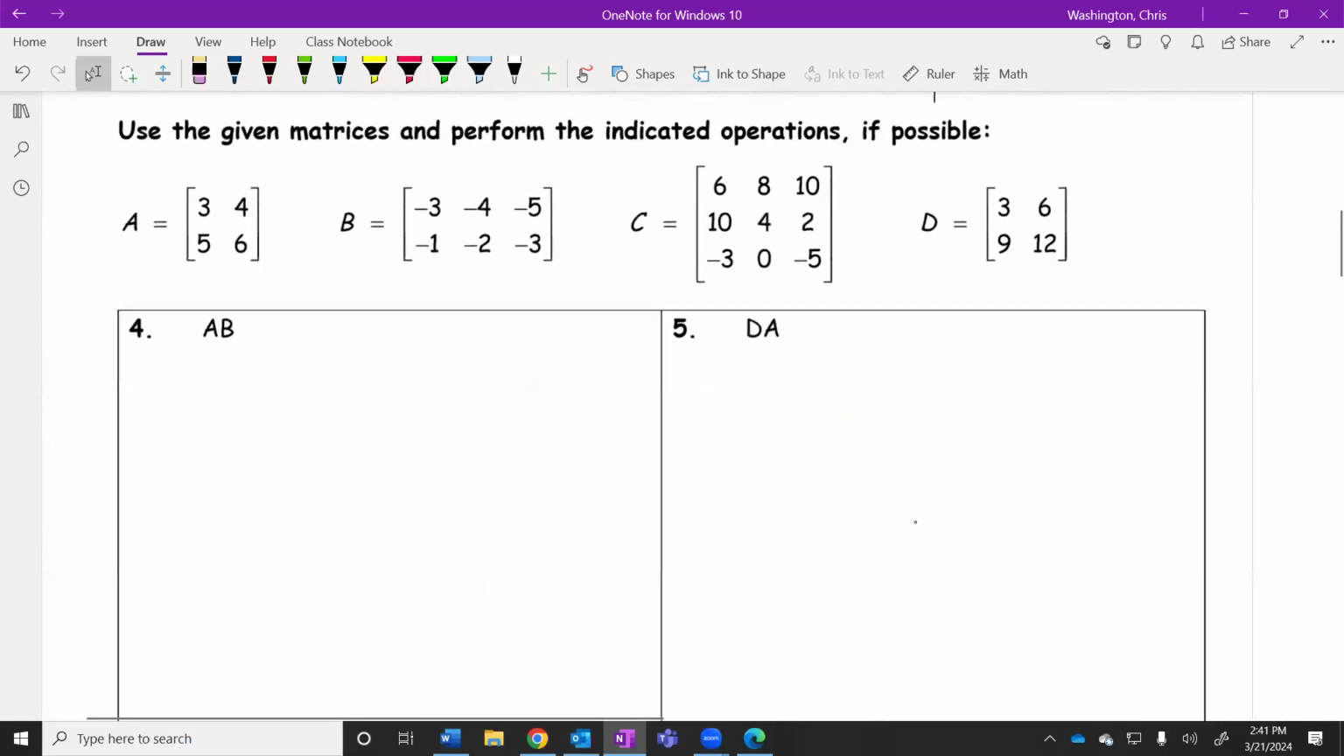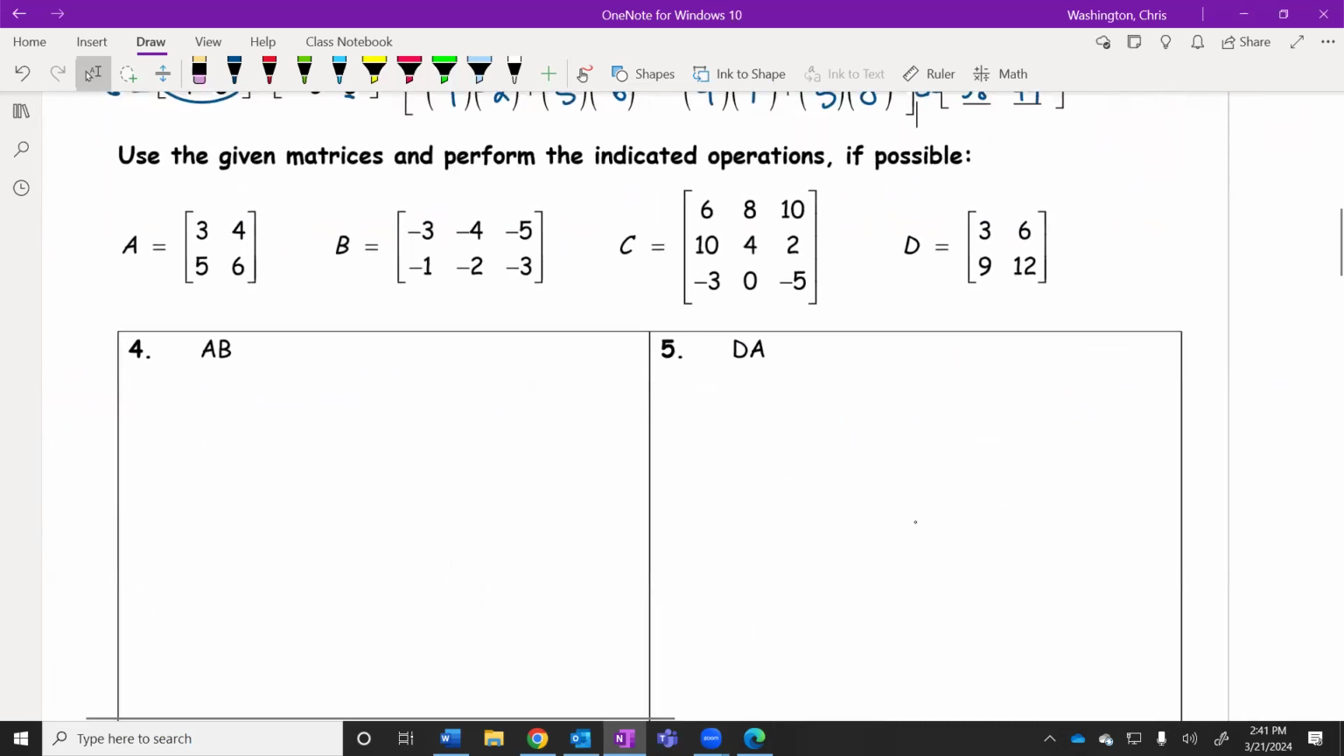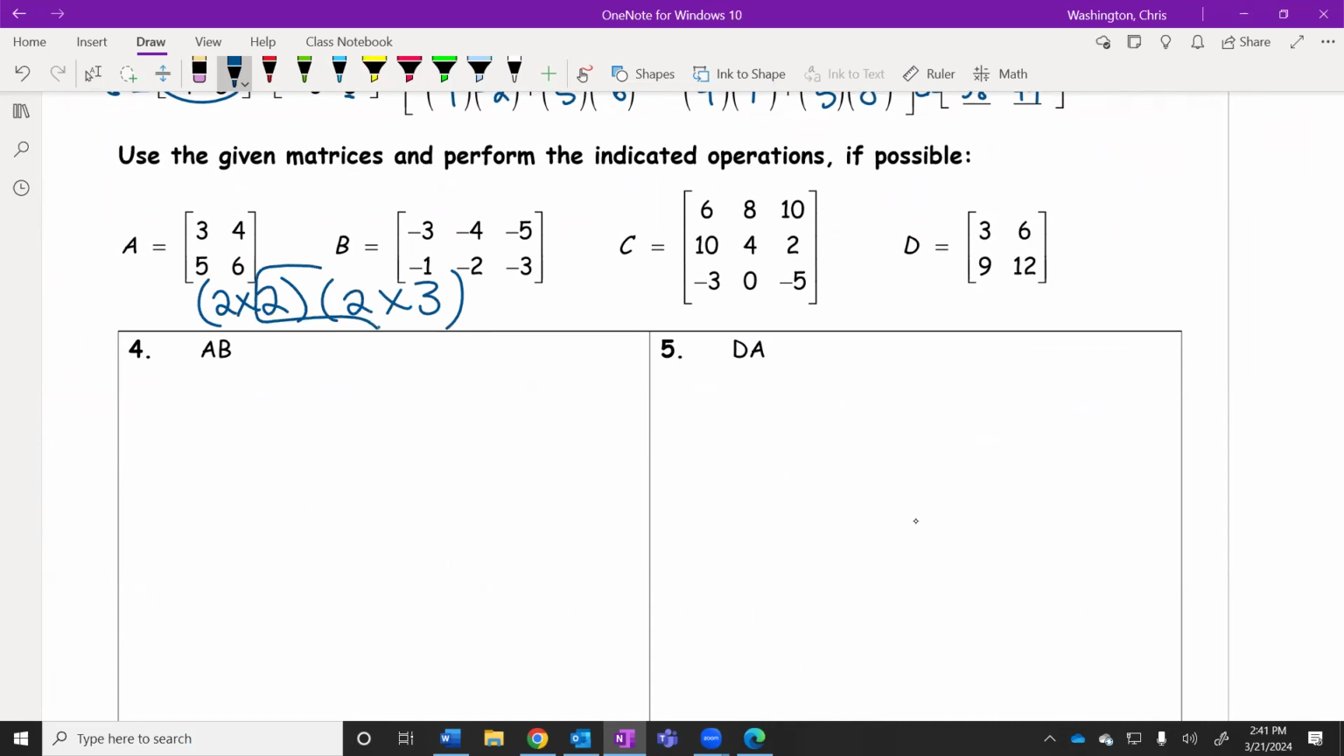All right, so using the given matrices, perform the indicated operation. Number 4, we want to do A times B. Before I even multiply, I want to make sure it's possible to multiply. A is a 2 by 2 matrix. B is a 2 by 3 matrix. The number of columns in A is equal to the number of rows in B. So we can actually multiply these together, and A times B is going to be a 2 by 3 matrix.